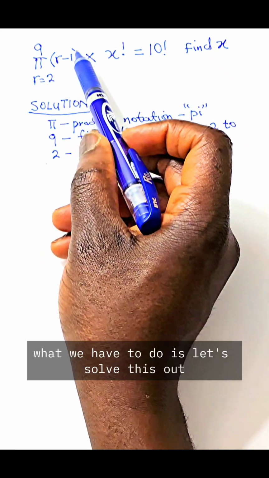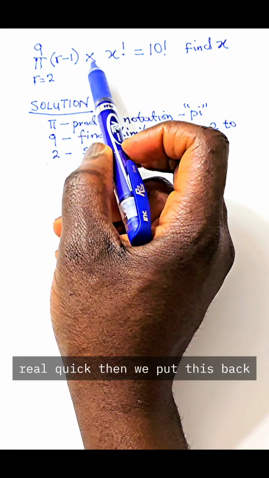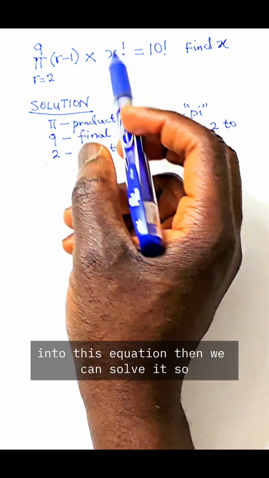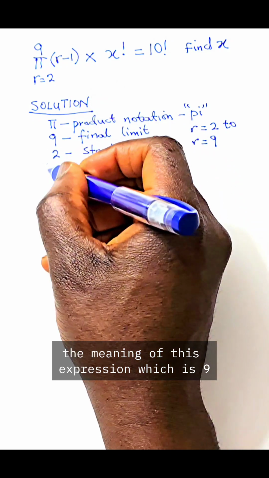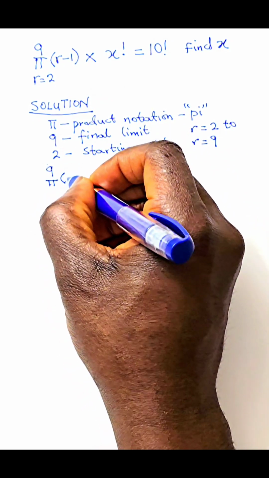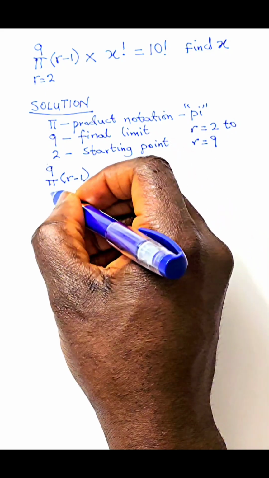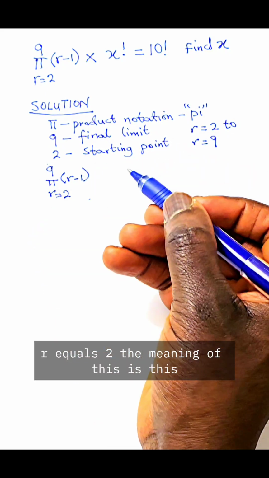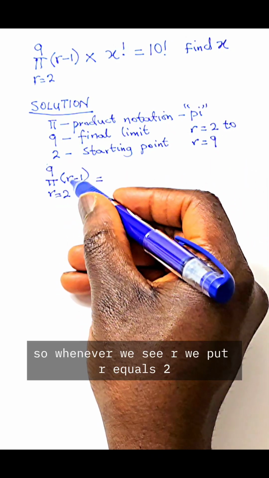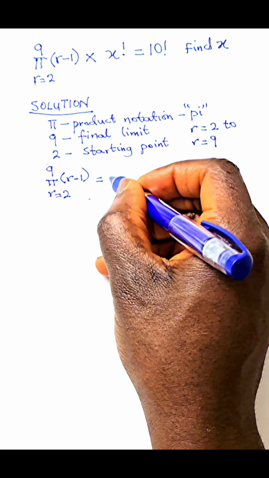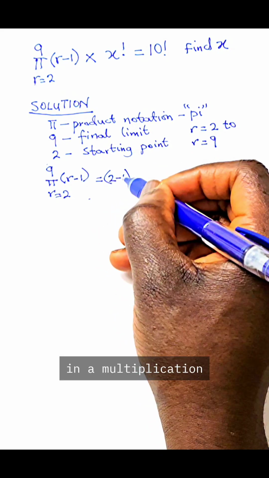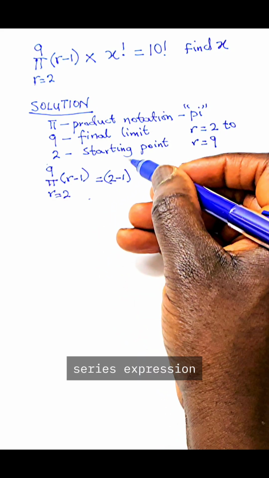Now, let's solve this out real quick. Then we put this back into this equation, and then we can solve it. So the meaning of this expression, the product from r equals 2 to 9 of r minus 1, is this. Whenever we see r, we put r equals 2. That means 2 minus 1 in a multiplication series expression.